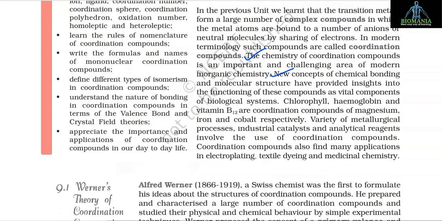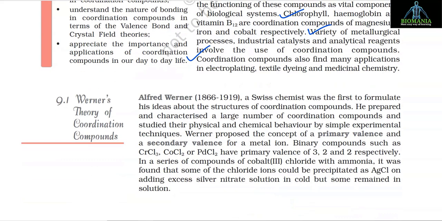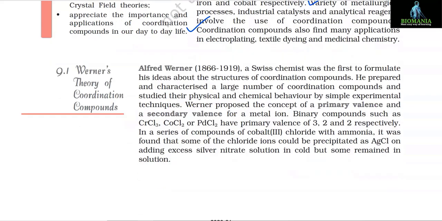The chemistry of coordination compounds is an important and challenging area of modern inorganic chemistry. New concepts of chemical bonding and molecular structure have provided insights into the functioning of these compounds as vital components of biological systems. Chlorophyll, hemoglobin and vitamin B12 are coordination compounds of magnesium, iron and cobalt respectively. A variety of metallurgical processes, industrial catalysts and analytical reagents involve the use of coordination compounds. Coordination compounds also find many applications in electroplating, textile dyeing and medicinal chemistry.